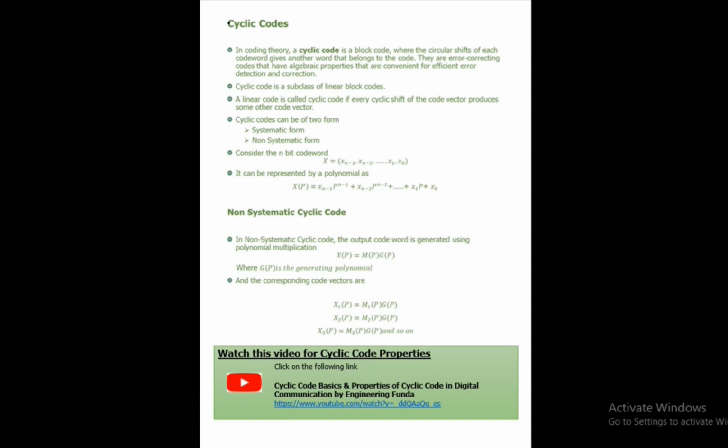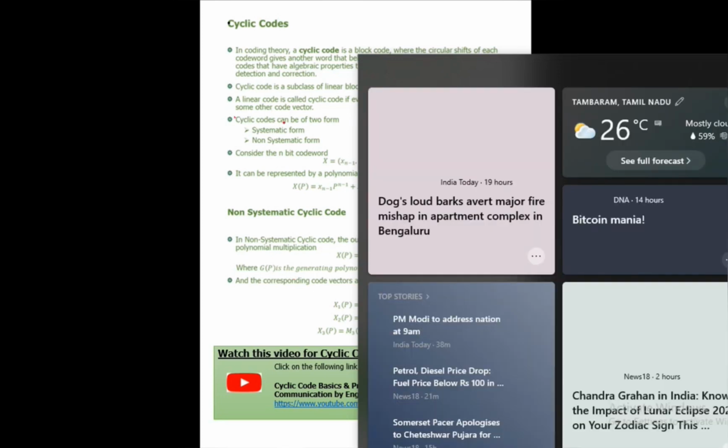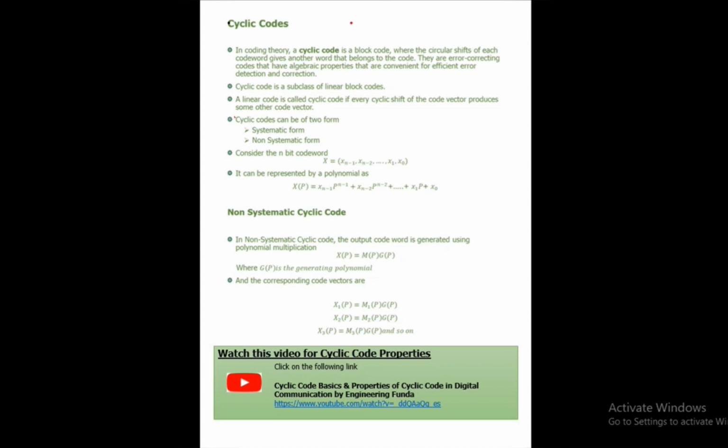One property is the linearity property. Another property is the cyclic property. Previously we discussed linear block code, which satisfies only the linear property. So what is the linear property? If I add two code words, it will generate a new code word. The sum of any two code words will generate a new code word. This property is also satisfied by this cyclic code.